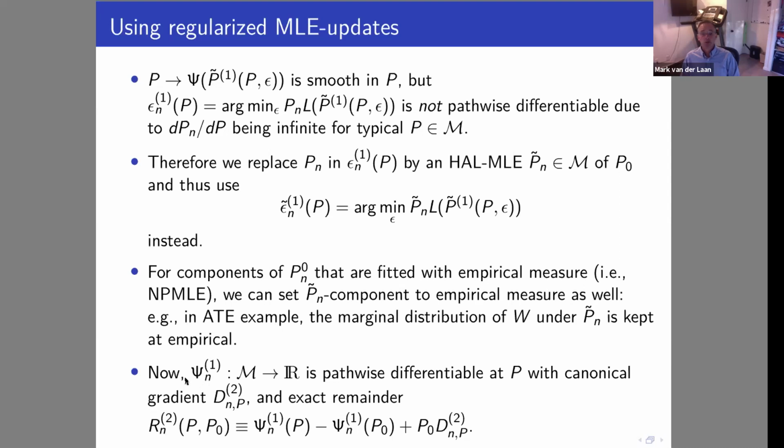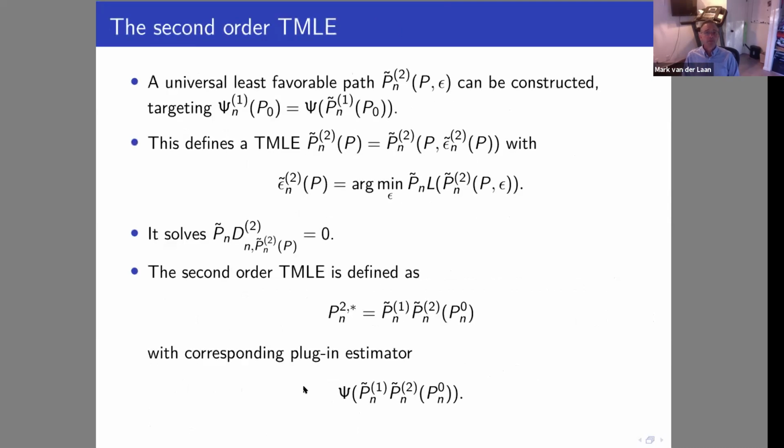Once we have done this, with this little twist, we have now that our psi fluctuated target parameter is now pairwise differentiable. It has now a canonical gradient, I call it D2, and it has a corresponding exact remainder. And so now we're ready. Now I can construct a least favorable path through P, which targets this psi n1, this fluctuated target parameter. And I can do the TMLE, except I do it regularized with respect to this HAL-MLE, so a little smooth one. I make that the initial estimator for the first order TMLE. And I plug it in. And this is called the second order TMLE.